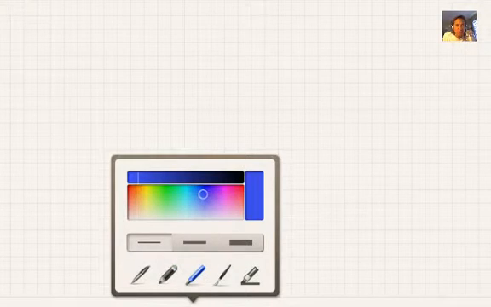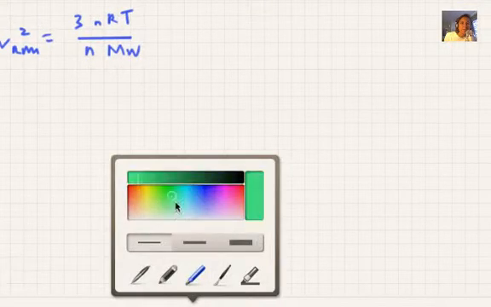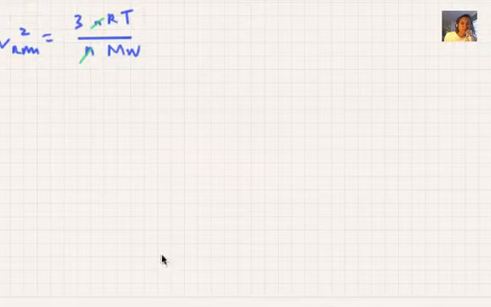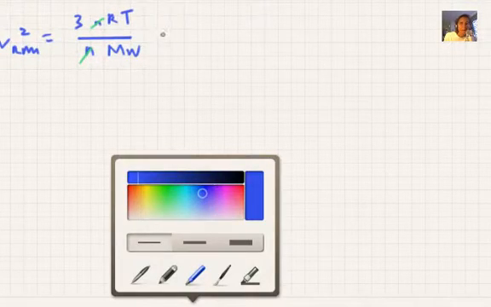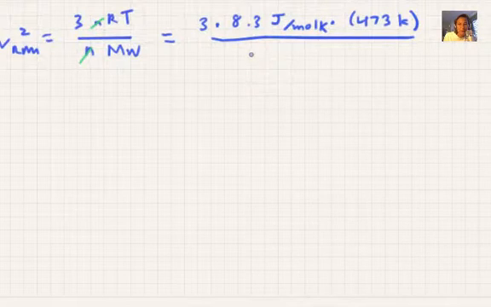So our equation is V_RMS squared equals 3nRT over n times the molecular weight. We can see that the n's cancel. I'll use a different color just to illustrate that. N's cancel. And so this is equal to 3 times 8.3 joules per mole Kelvin times 473 Kelvin, divided by the molecular weight.